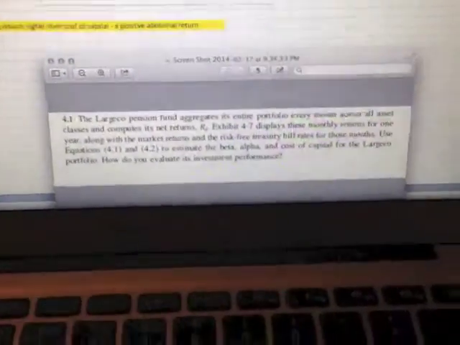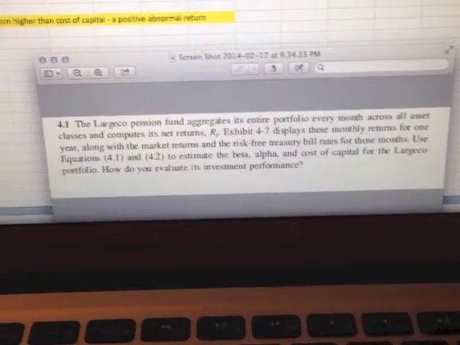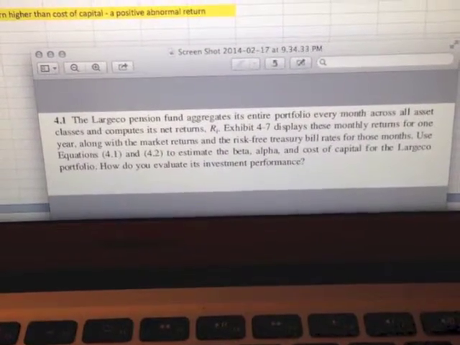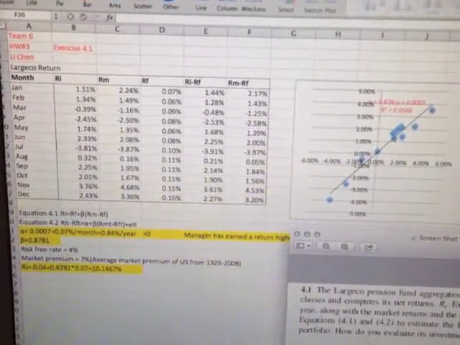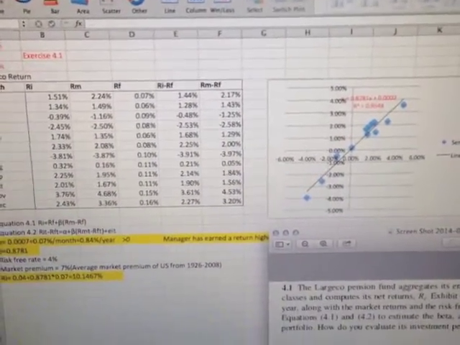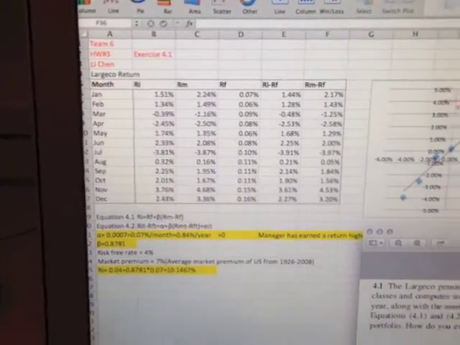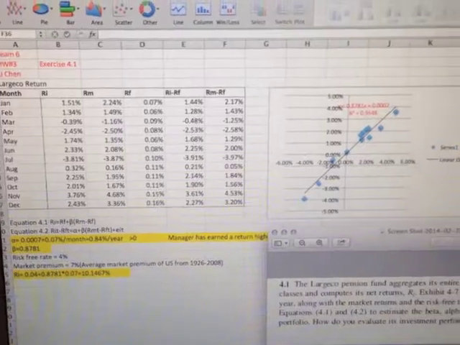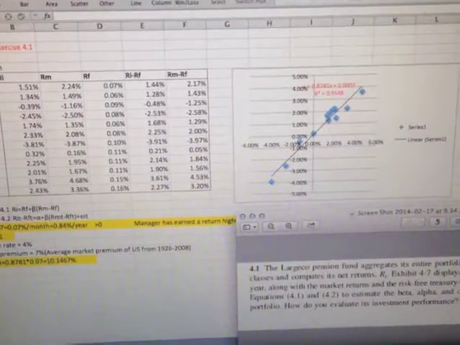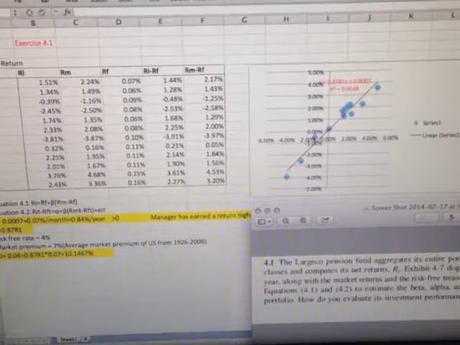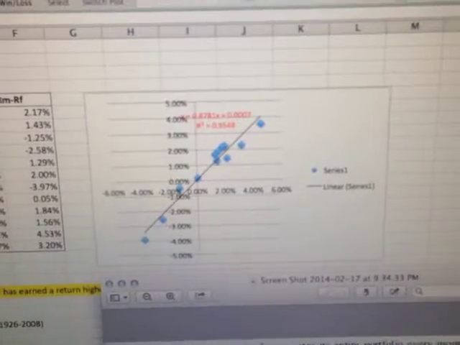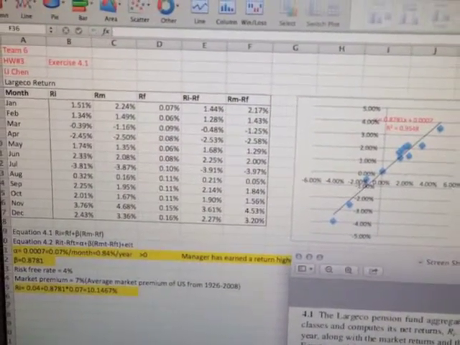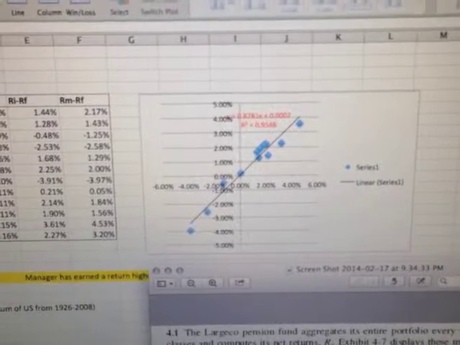This question asks us to estimate the beta, alpha, and cost of capital for the large co portfolio and also evaluate its investment performance. I imported the data that's given in the question of the rates, and then I ran a regression to calculate the alpha and beta. As you can see, the alpha is the coefficient of x, and the beta is the coefficient of x.